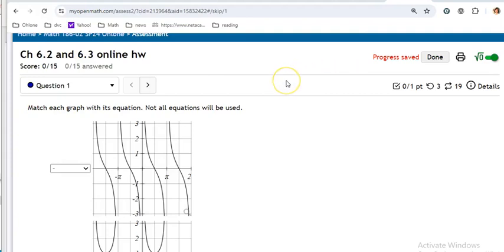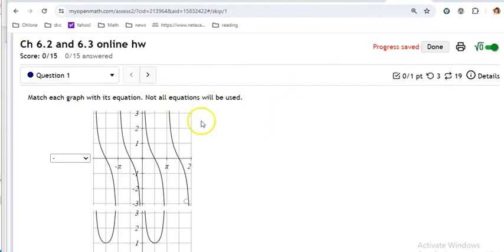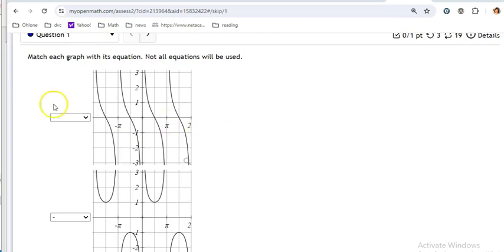Hello pre-calculus student, this video is for chapter 6.2 and 6.3 online homeworks. Just follow along. Question 1, we have to match each of these graphs with its equation.